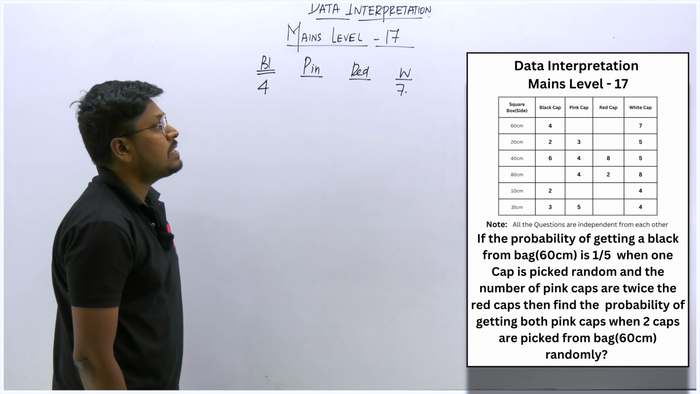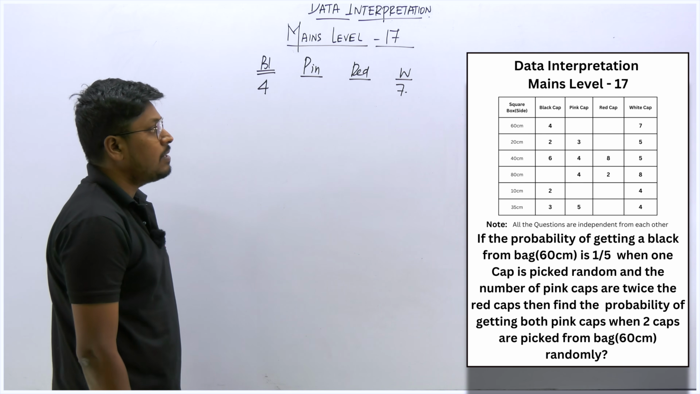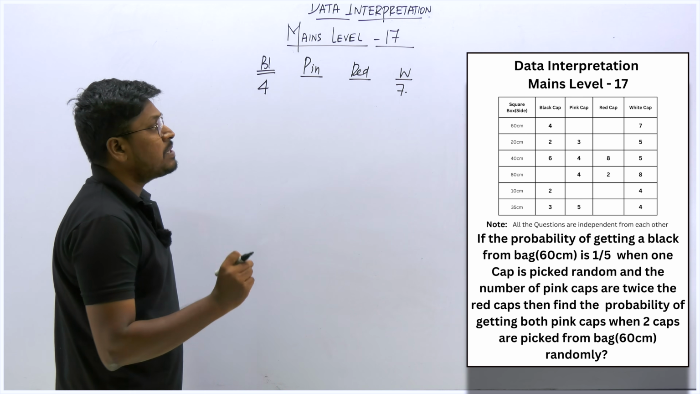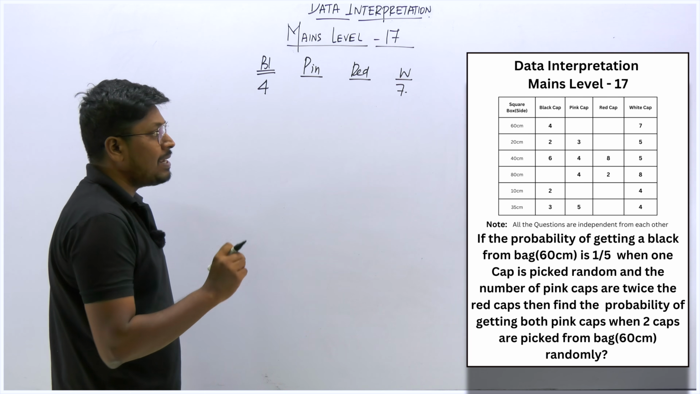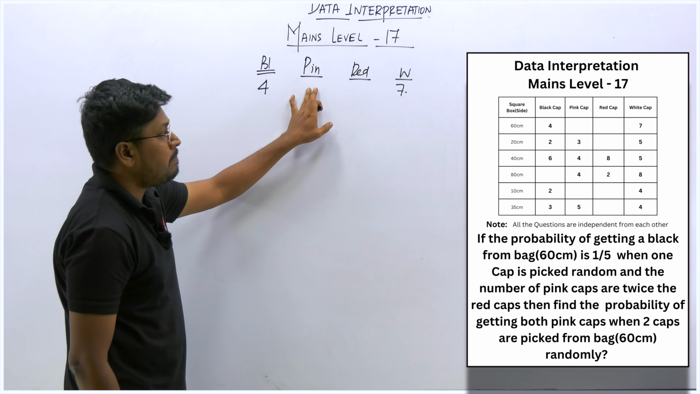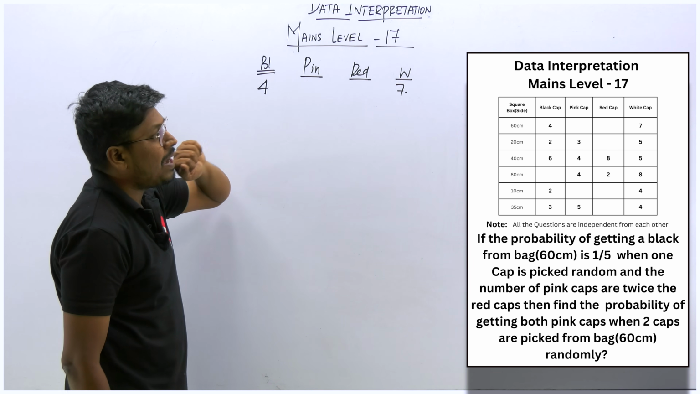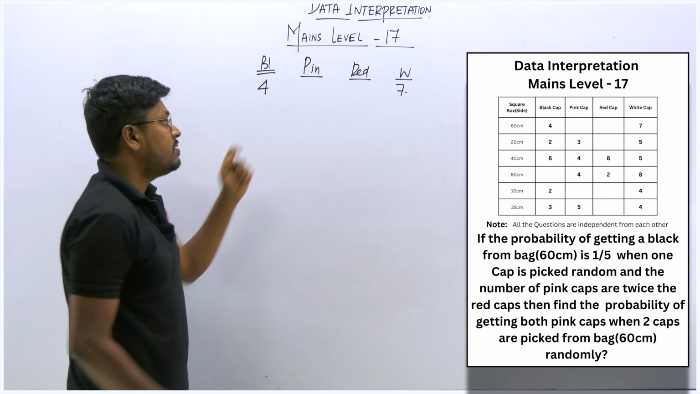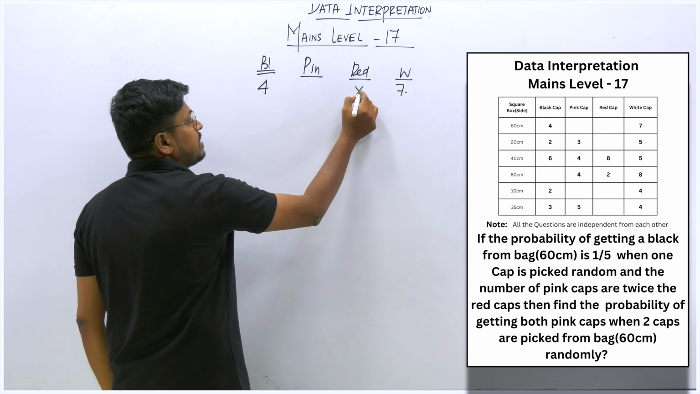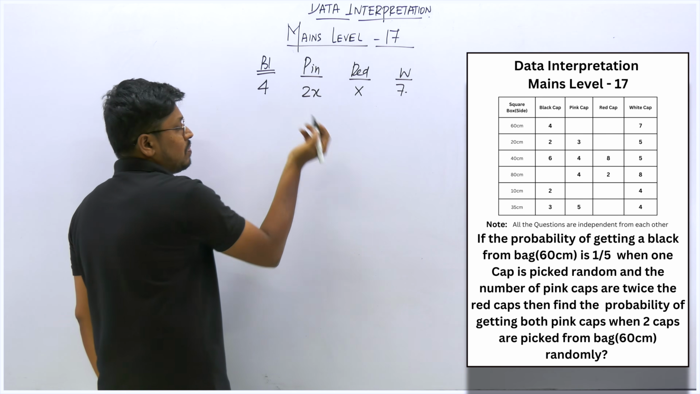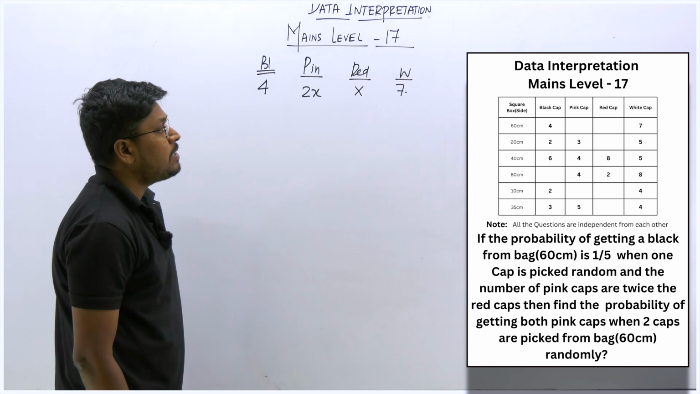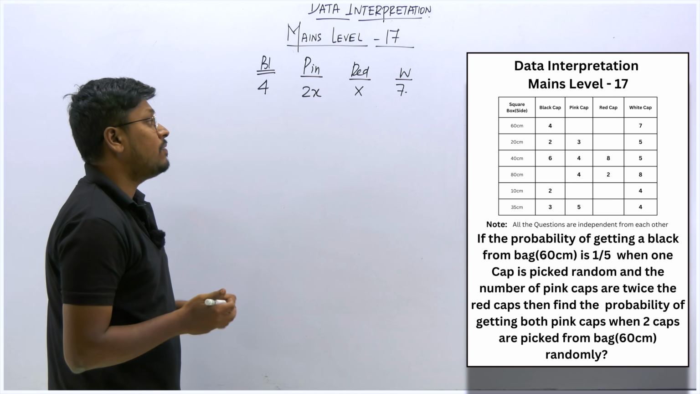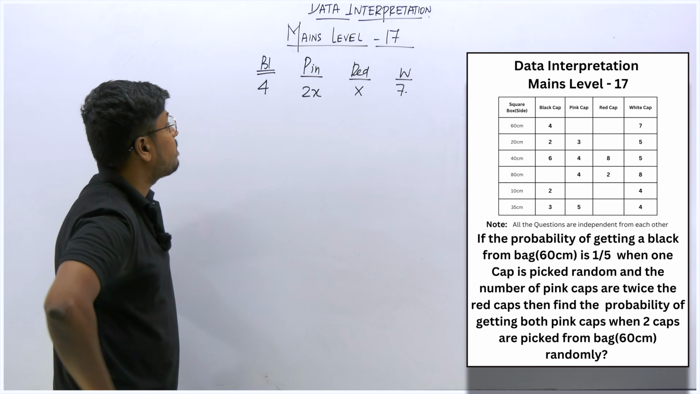So now what they are saying is, the probability of getting a black from a bag of 60 centimeter is 1 by 5 when one cap is picked at random, and the number of pink caps is twice the red caps. So the pink cap is twice the red cap. So when we assume the red cap is x, pink will be 2x, because twice, right? So 2x. Then find the probability of getting both pink when 2 caps are picked from the bag of 60 centimeter.